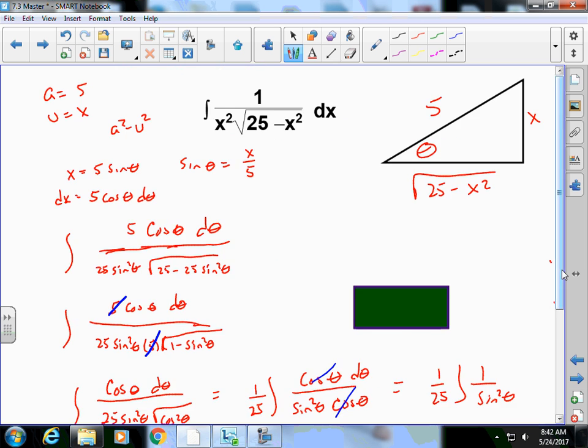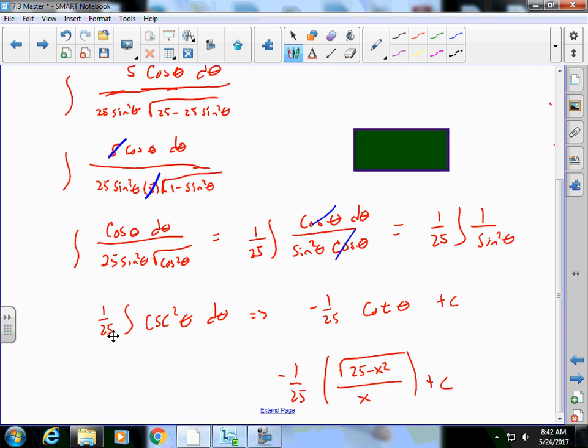Sorry, hit the button there. So we have 1/25th of the integration of cosecant squared theta d theta. That's an easy integration. You should know that as a minus 1/25th cotangent theta, going back to our triangle for substitution, and that is all she wrote. And that's an acceptable answer.